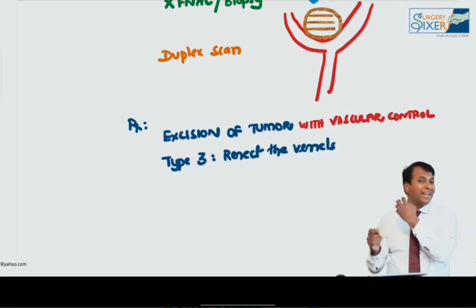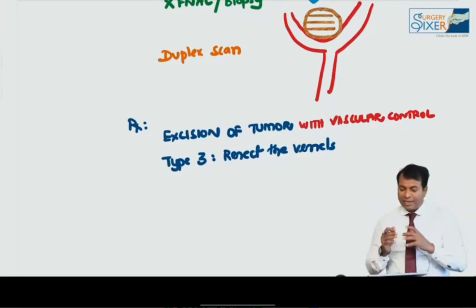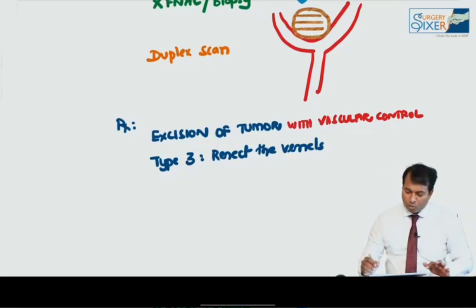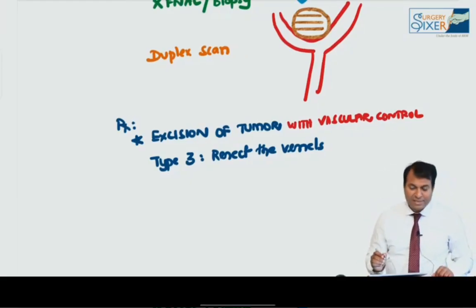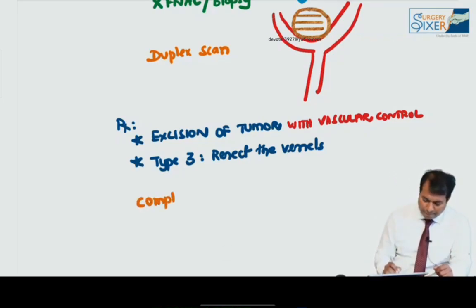For example, if you are operating and the carotid artery tears, we have to apply clamps on the internal carotid, external carotid and common carotid, and do a repair. For that purpose we need vascular control, and then excise the tumor. For type 3 cases, resect the vessels.